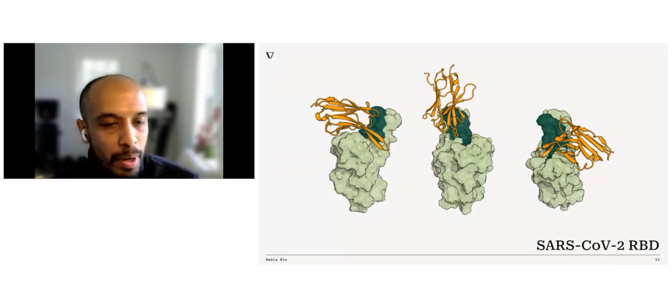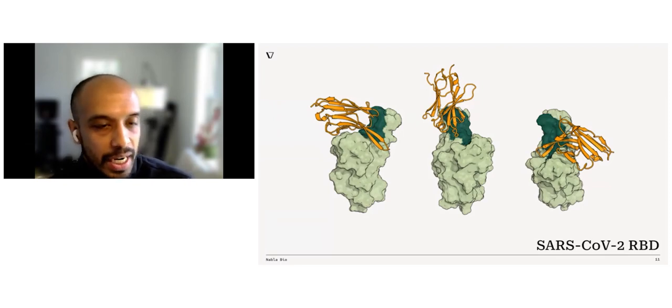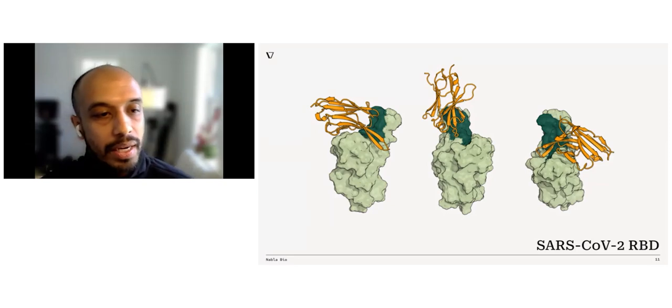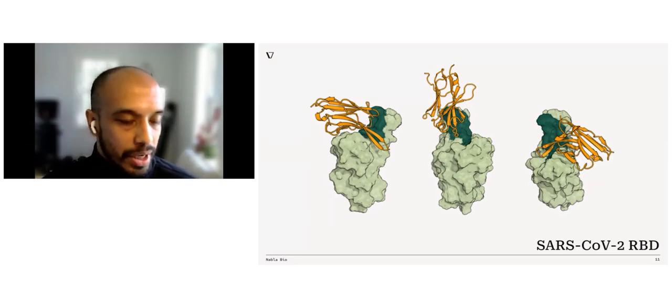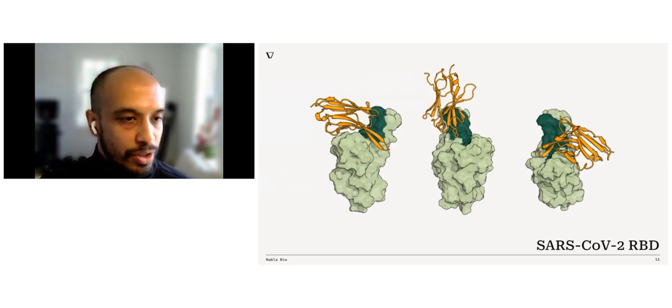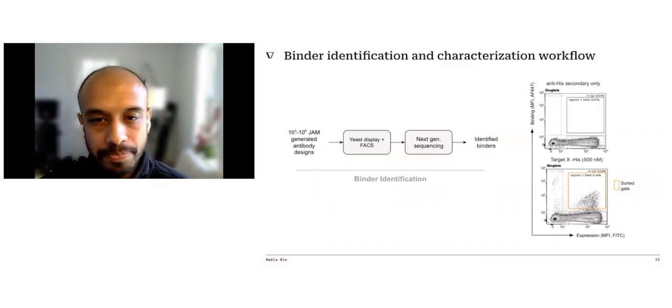I just wanted to throw up an initial visual to illustrate the diversity of de novo VHH designs that JAM makes to this particular target. To orient you here, the target, which is RBD, is in light green. The epitope we're trying to target is in dark green, and the orange ribbon structures are example generated VHHs made by JAM. I wanted to draw your attention to the diversity of structures that we can get from JAM, but all broadly targeting the dark green epitope of interest.